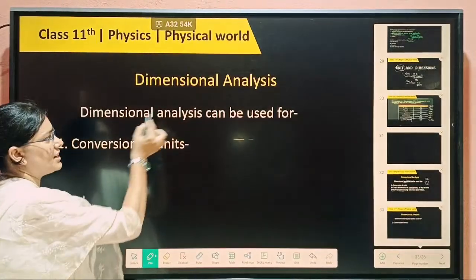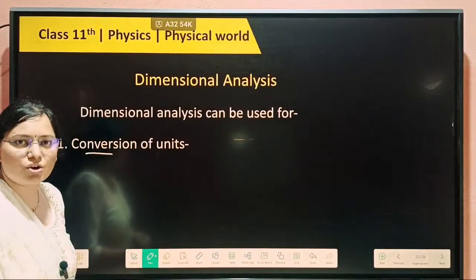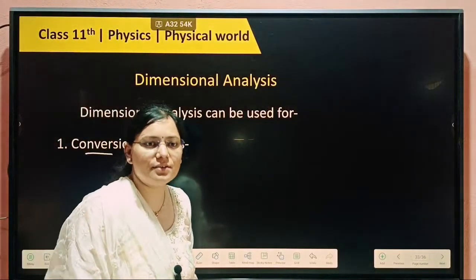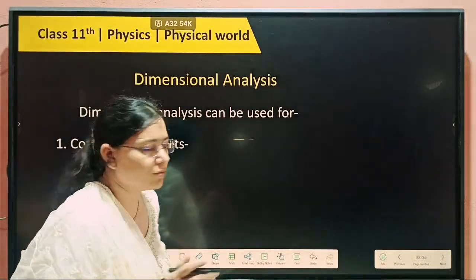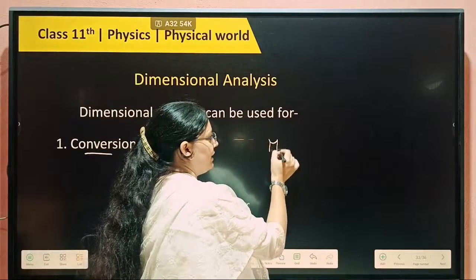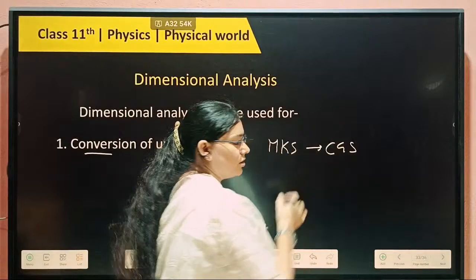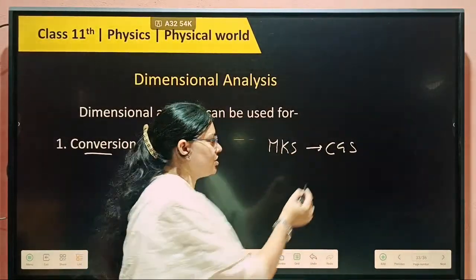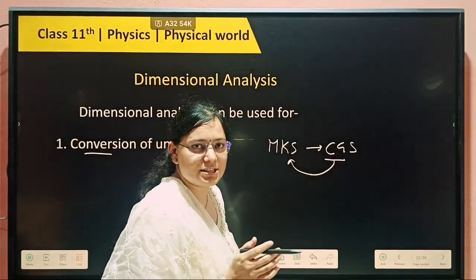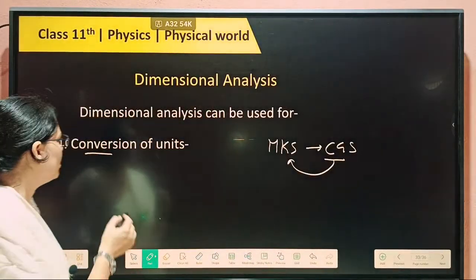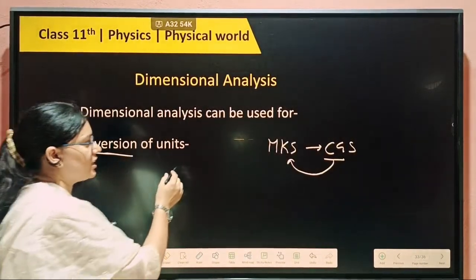First one, dimensional analysis. Dimensional analysis can be used first for conversion of units. I told you we can use this for converting one system to another system. If I am writing an MKS unit here and you want to convert it into a CGS unit, or if a CGS unit is given and you want to convert it into an MKS unit, one system to another system, then we are using dimensions. So the first use of dimensions is conversion of units. So how can we convert this?